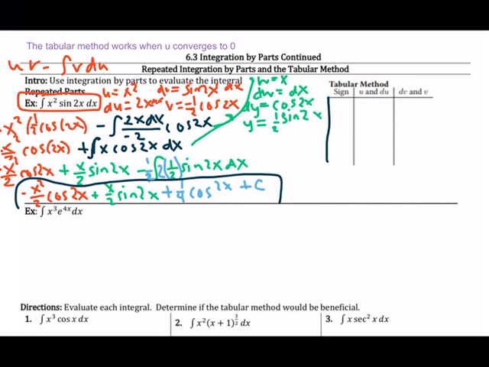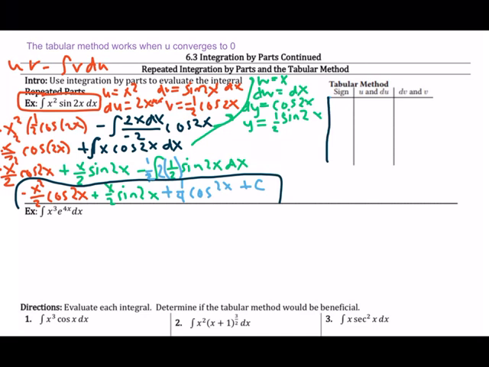We aren't going to go through the proof of why the tabular method works. It's just not relevant right now. You can look it up if you really want to. I'll help you find a good proof. But we're just going to go through the process of doing it because it really is just another way to organize in a table form what we're doing for integration by parts.